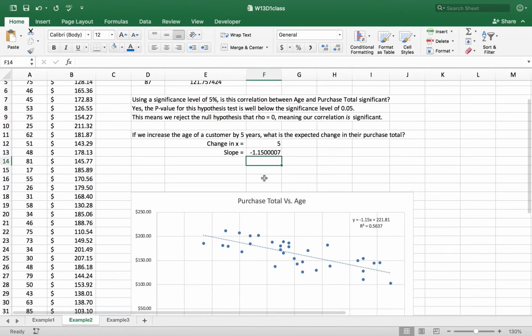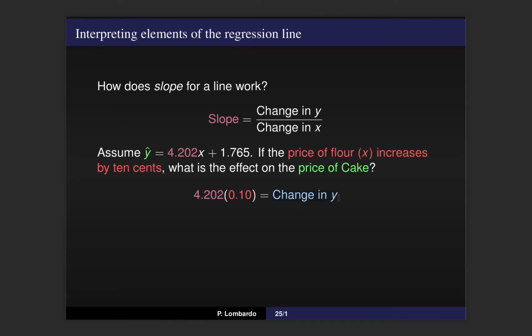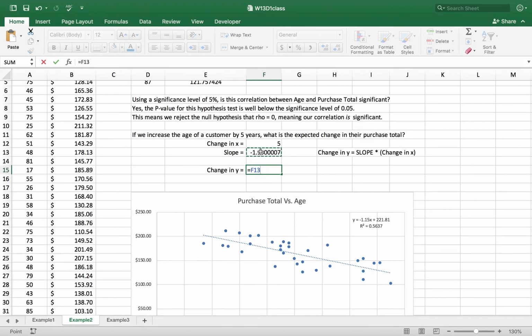Okay, and we'll notice these are already matching up. So change in y, well, what is this going to be? From what we saw over here, when we talked about the change in y, we solved this slope equation for change in y, multiplying both sides by change in x. So here's the one that's used in practice. Change in y is really just the slope term times the change in x. So we can compute this. Slope term times change in x, or negative 1.15 times 5. And this gives us an estimate for what kind of change we would expect to see in y.